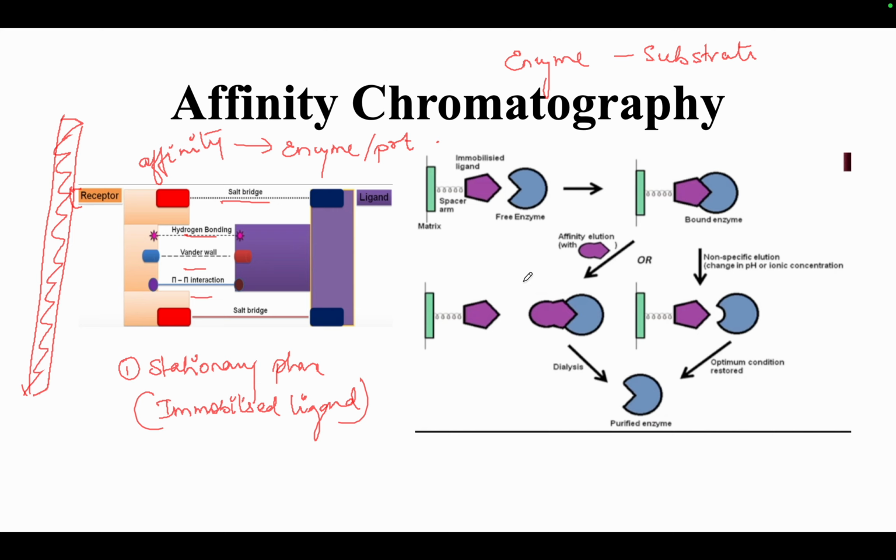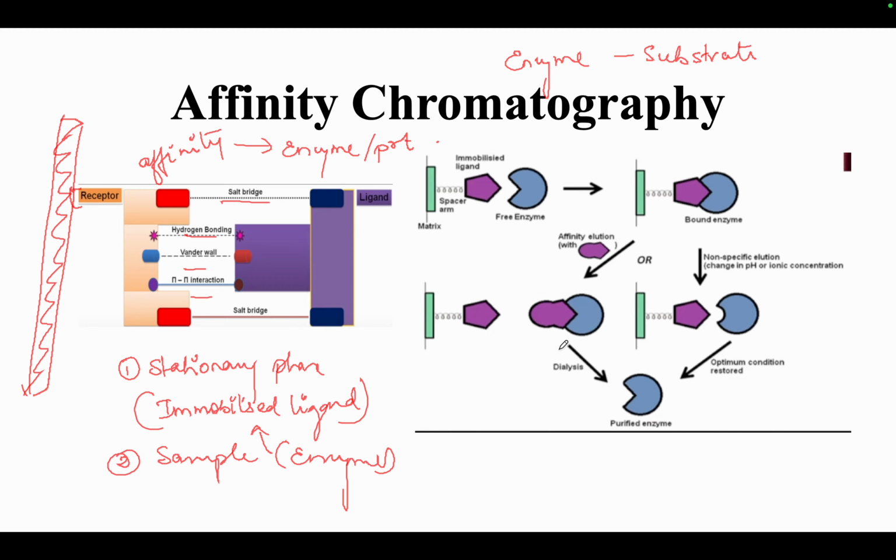Okay, so we have this immobilized ligand, and the free enzyme will come and have an affinity for this ligand. So the second step is to add the sample, which will contain our enzyme specific to this ligand. Okay, and how do we elute this?